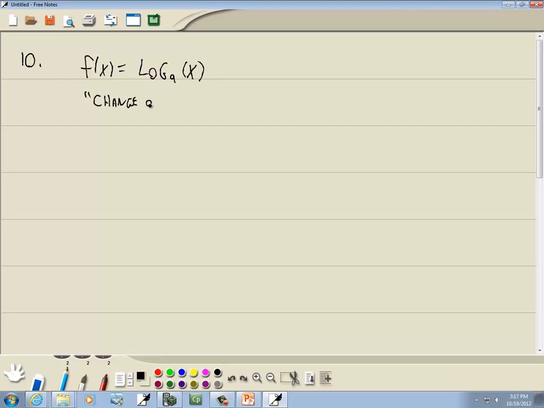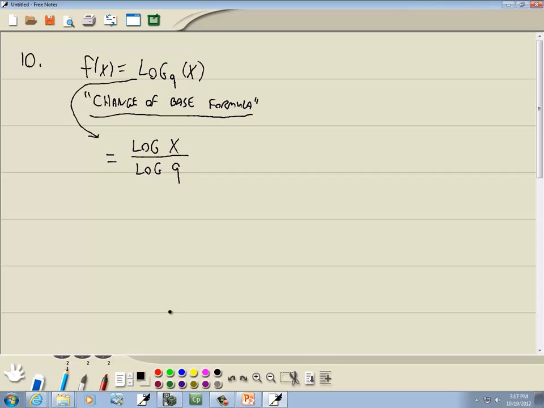is we're going to use a change of base formula to rewrite it. Now what the change of base says is we can rewrite it as log of something over log of something. Now the x is going to go up on top and the 9 will go down below. The way it always works is whatever follows the log goes on top, and whatever your base is goes down below.